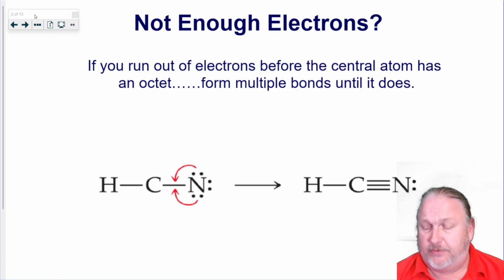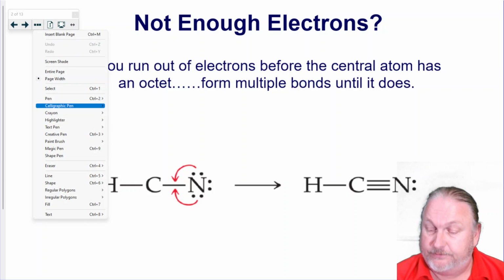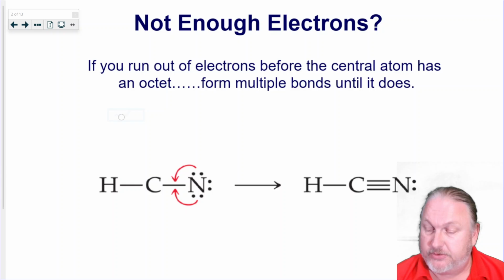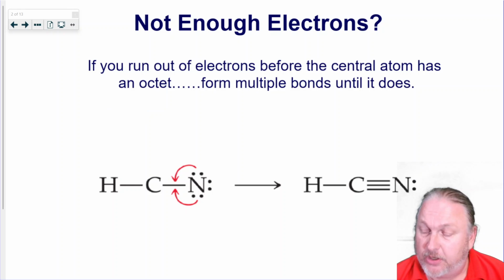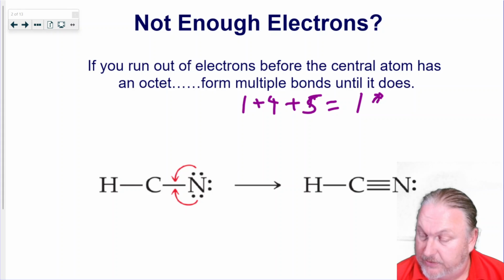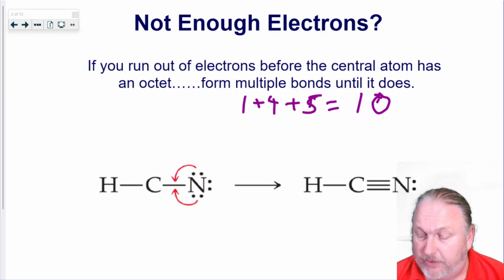Here's an example. We've got hydrogen cyanide. Let's use purple. We've got hydrogen, which has a valence of 1. We've got carbon, which has 4 electrons, and then we have nitrogen, which has 5. So 1 plus 4 plus 5 is going to equal 10 electrons. Let's draw that out.